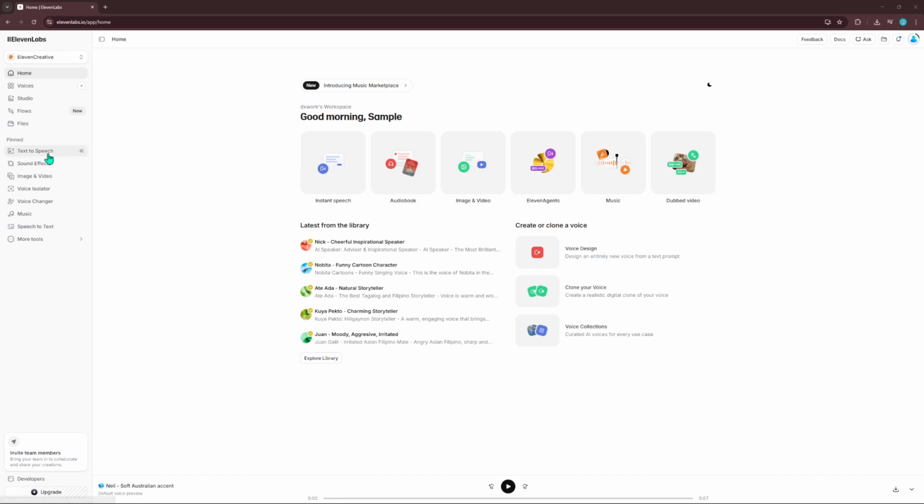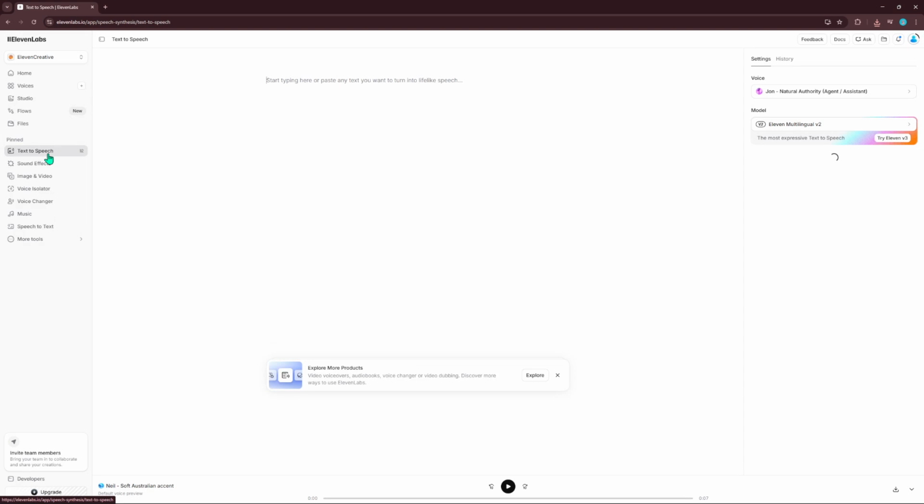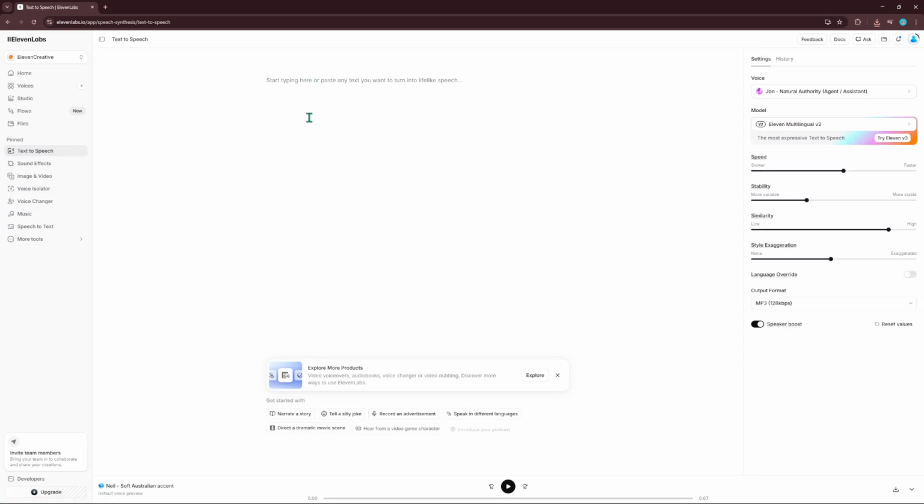Next, head into the text-to-speech area. Paste or write your script directly in the text box. Punctuation is your best friend here. Commas and periods help the model place natural pauses, and clear sentence structure improves rhythm. If you have tricky names or acronyms, consider spelling them phonetically in parentheses to guide pronunciation.